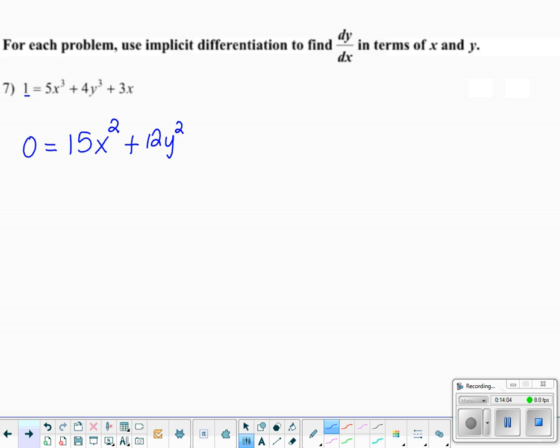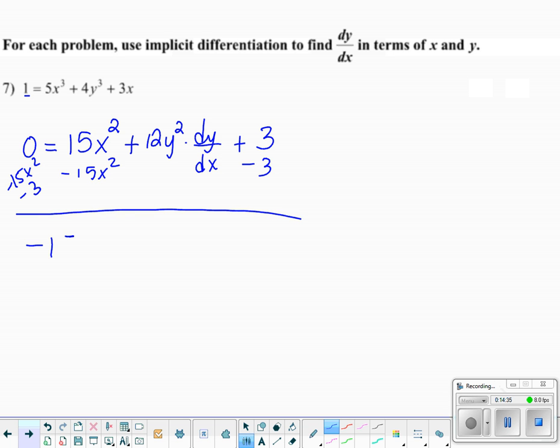Now, since y is a variable that is different than x, we have to do a little chain rule and multiply by the derivative of y with respect to x, dy/dx. Add with that a 3. Derivative of 3x is 3. The next thing we want to do is solve for dy/dx. So I'm going to push the 3 and the 15 to the other side, and I'll subtract them from this side, giving me negative 15x squared minus 3 equals 12y squared dy/dx.